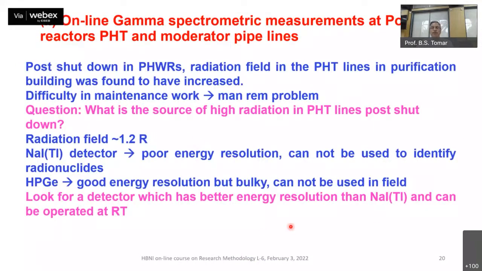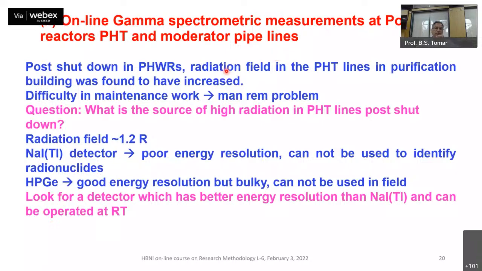And one more example, the last example of this one, is the online gamma spectrometric measurements at power reactors, primary heat transport, and moderator pipelines. In fact, it was in 2005 that I got a phone call from our friends in Narora in the PHWR. What they found when they shut down the reactor, in the primary heat transport line, where they go for maintenance during the shutdown, was a high radiation field.